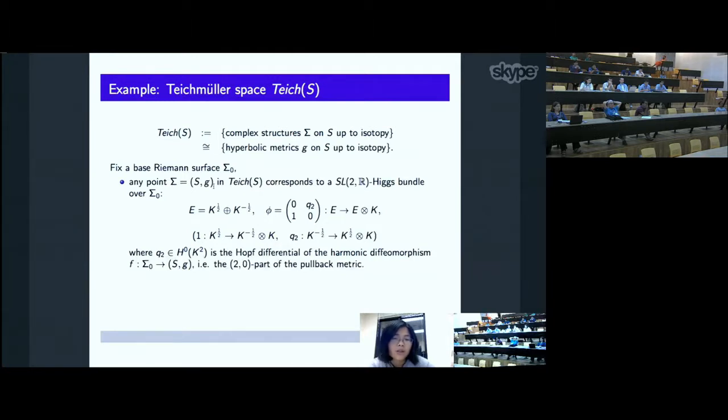So this Q2 is also the Hopf differential of the harmonic diffeomorphism F from sigma 0 to this Riemann surface SG. Oh, I didn't write the isotopic to identity. Okay. So the Hopf differential is the (2,0) part of the pullback metric. So this is a relationship between looking at the Higgs bundle, we actually see explicitly the information of the related harmonic map.